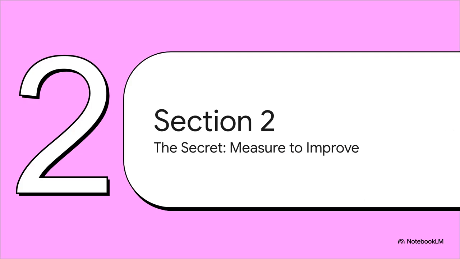So if every single step is a potential point of failure, how in the world do you build a system that actually works? Well, the secret is to stop guessing and start measuring. You have to adopt a really systematic, scientific approach of constant testing and evaluation. That's how you make the leap from 45% all the way up to 98%.